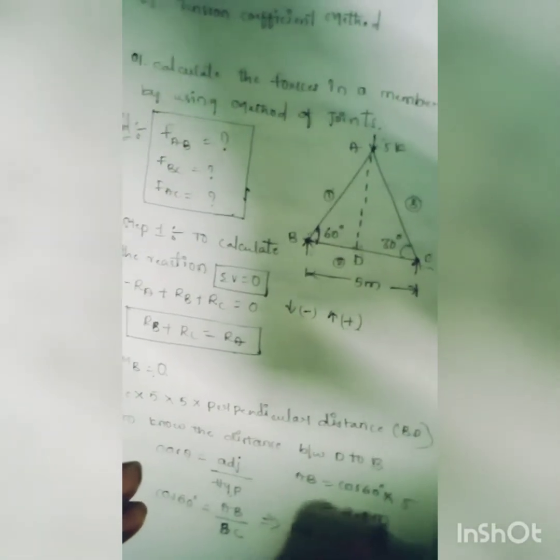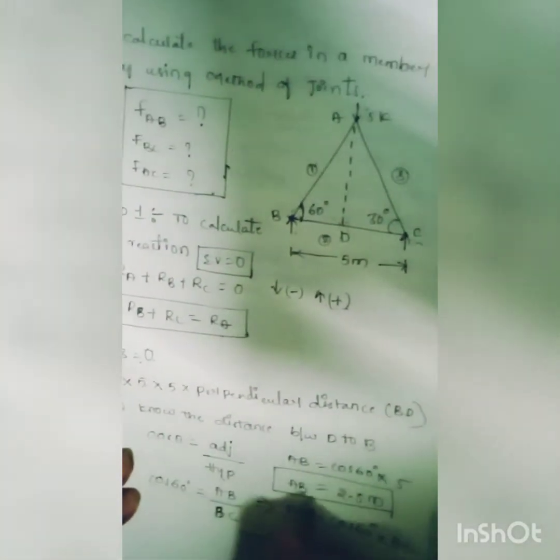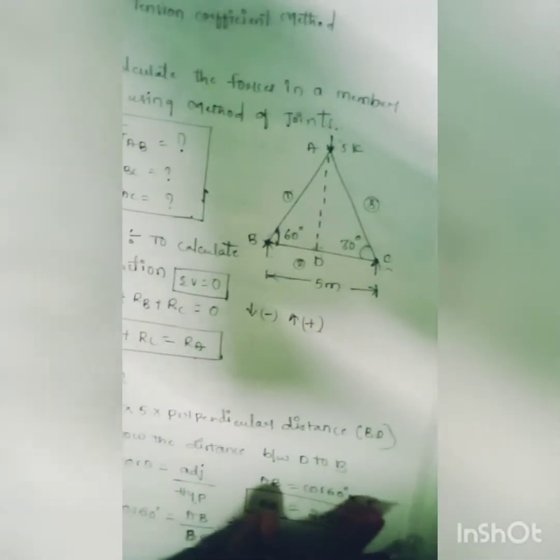AB equals 2.5 meters. Okay, here we got the distance between A and B, and let us calculate the distance between A and C.